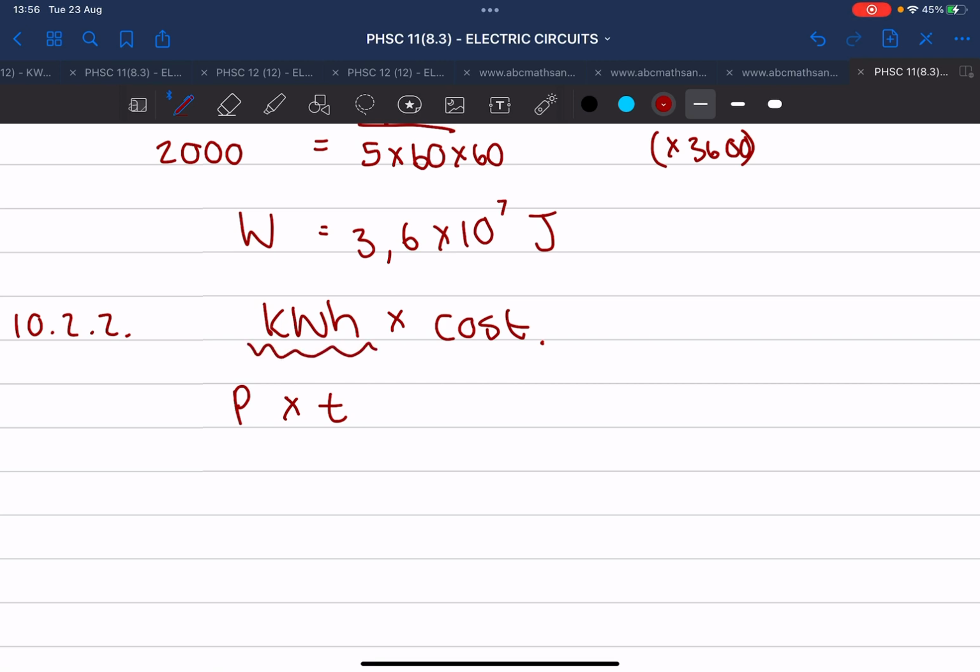We want kilowatt hour. To get kilowatt hour, we need to times the watt with the hour. Kilowatt times hour gives kilowatt hour. Okay? We have power, but we have it in watt. We need kilowatt. So we divide by 1,000. It's going to be 2,000 divided by 1,000, times the time, which we want in hours, so we can just use the 5 hours. And then we get 10 kilowatt hours per day.